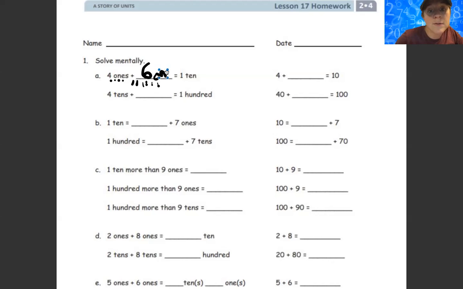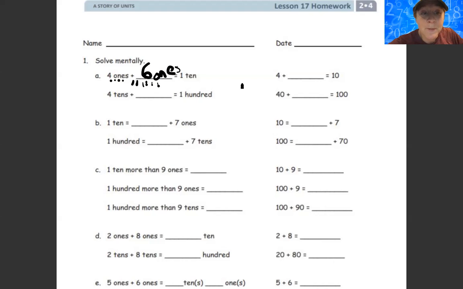Oops, sorry for my handwriting. Plus 6 ones. Equals 110. Woo! This is going to be painful, isn't it? It's probably more painful for you than it is for me to watch this.